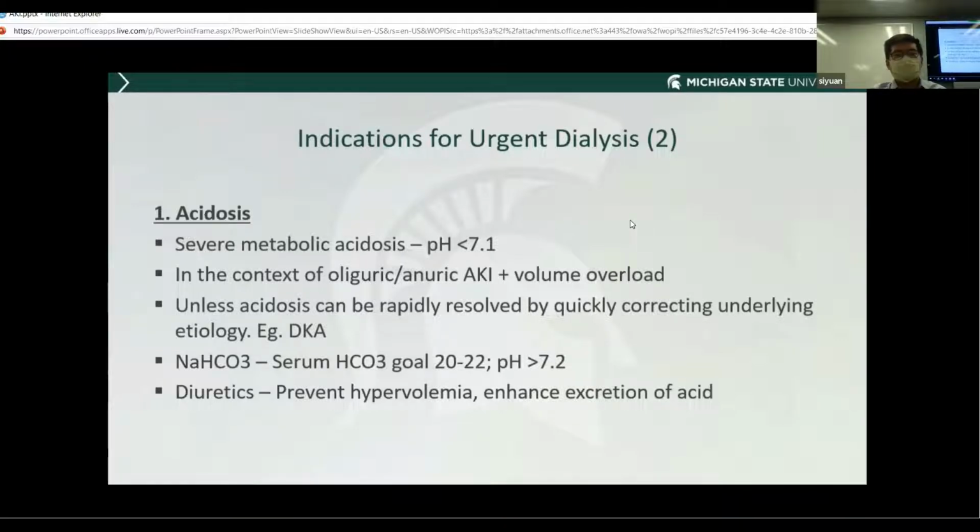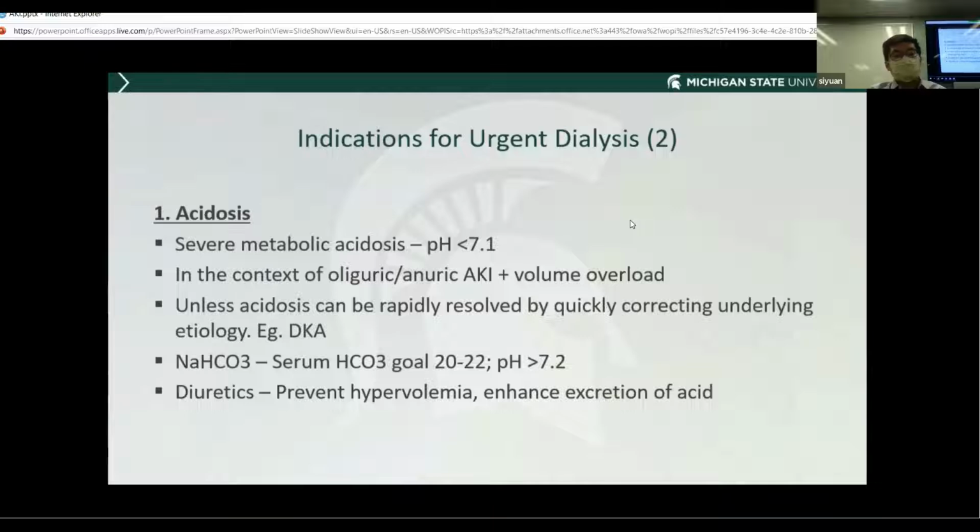When you're thinking about sodium bicarb, there's a study called the BICAR-ICU trial. Basically, it looked at ICU patients with AKI, and sodium bicarb didn't really reduce mortality. The outcome is just that it reduces or delays the need for urgent dialysis. So when you put a patient on sodium bicarb, your goal is to achieve a pH of 7.2 and above, and a bicarb of 20 to 22.